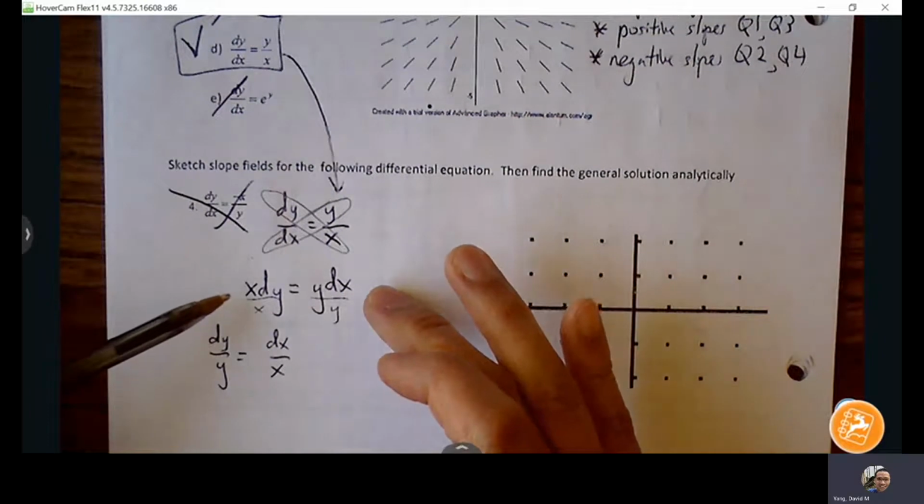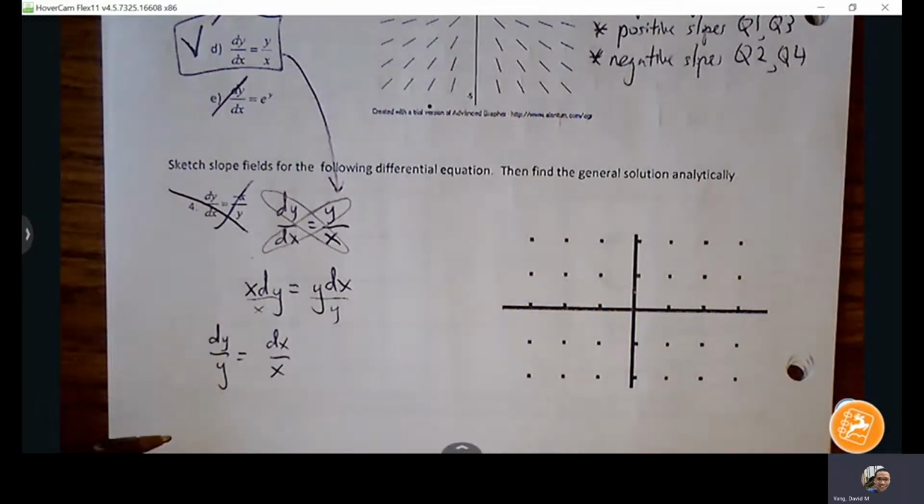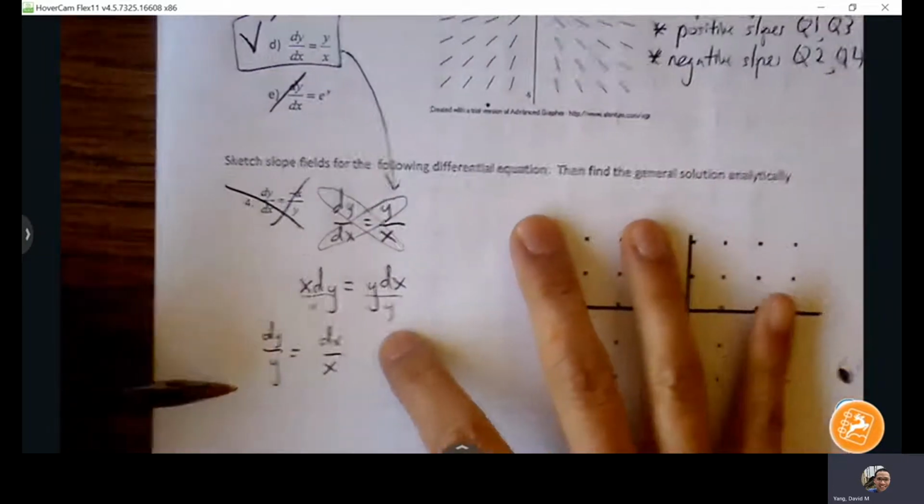Are we good with that step? All right, so we're just taking the terms that are not in the right places, dividing them over, but if they divide them, they're both going to end up in the denominator of the other side. But at least we have separation of variables.